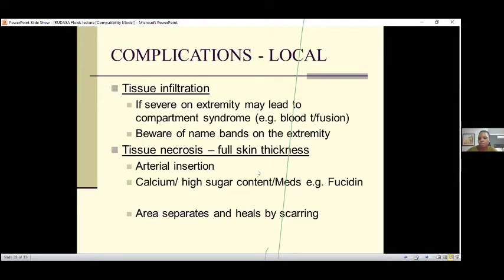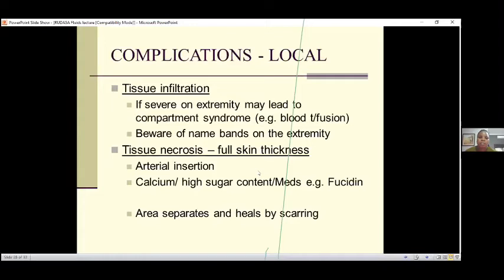And then there's tissue necrosis that involves the full skin thickness, especially when you put your IV line in an artery. You first see blanching of the whole area. Then after the blanching, you must also see how you get the flow. The backflow that is pulsating should give you a clue that you are in an artery.